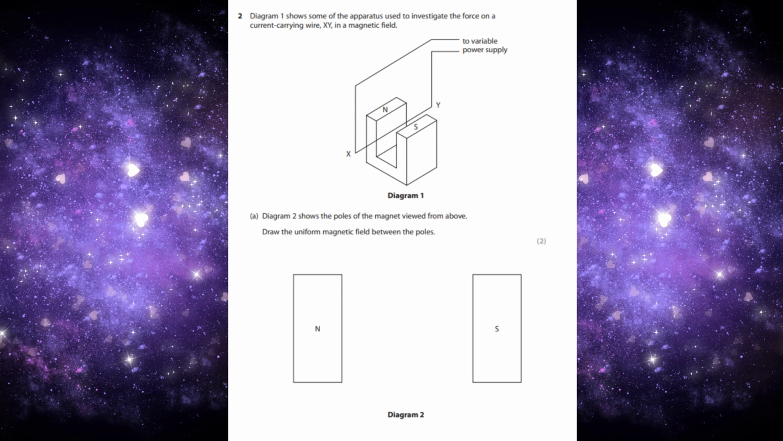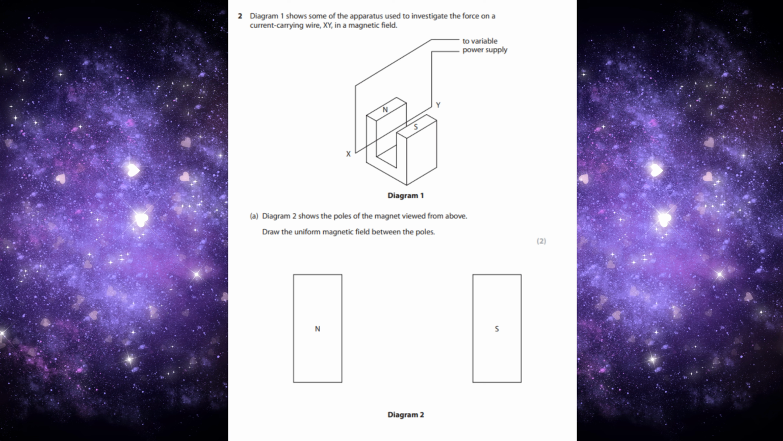Diagram 1 shows some of the apparatus used to investigate the force on a current-carrying wire XY in a magnetic field. Diagram 2 shows the poles of the magnet viewed from above. Draw the uniform magnetic field between the poles. Firstly, what is a uniform magnetic field? Well, a uniform magnetic field can be described as being constant at all points, so pointing in the same direction in all areas, and of constant strength throughout the area it occupies.